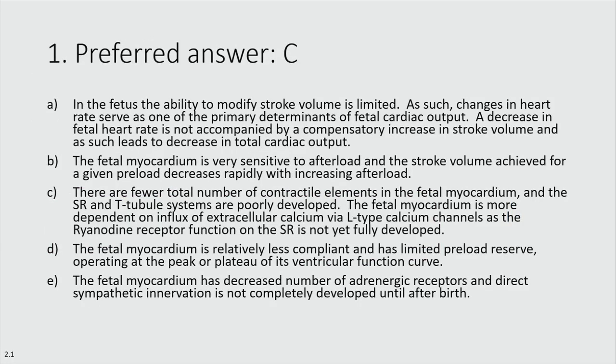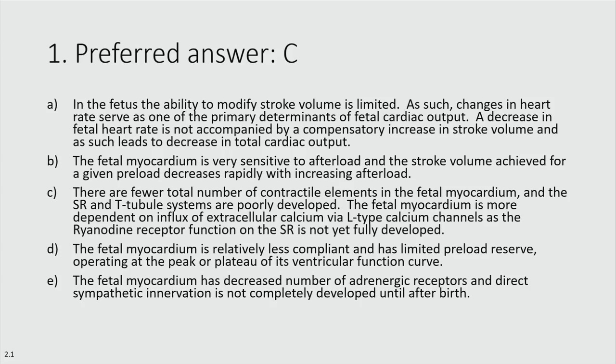A: in the fetus, the ability to modify stroke volume is limited. As such, changes in the heart rate serve as one of the primary determinants of fetal cardiac output. A decrease in fetal heart rate is not accompanied by a compensatory increase in stroke volume, and as such leads to decreasing total cardiac output, not an increase. Option B is incorrect because the fetal myocardium is very sensitive to afterload, and the stroke volume achieved for a given preload decreases rapidly with increasing afterload.